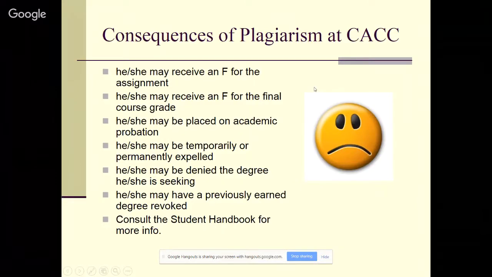Okay, so at Coastal here, there are some consequences for plagiarizing, and they range from getting an F or a 0 on the assignment to being kicked out of school. Now, in my case, every single plagiarism case for me is a case-by-case basis. I look at the effort that was made to cite sources correctly. I look at websites that may or may not have been used, and I will deal with you individually with each case of plagiarism, if it's accidental or on purpose.